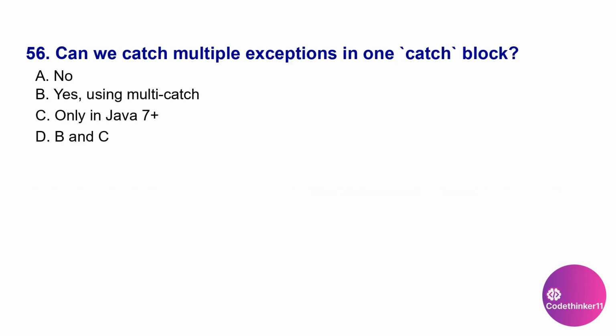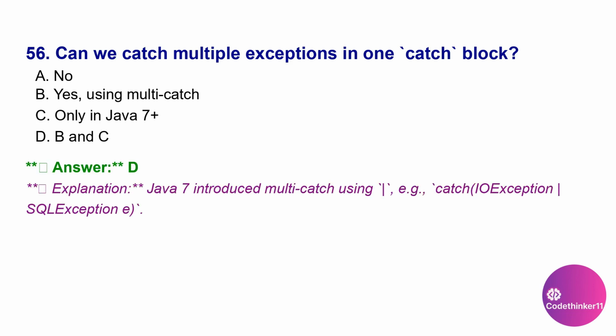Question 56. Can we catch multiple exceptions in one catch block? Option A. No. Option B. Yes. Using multi-catch. Option C. Only in Java 7+. Option D. B and C. The correct answer is option D. Explanation. Java 7 introduced multi-catch using, e.g., catch, IO exception, SQL exception e.